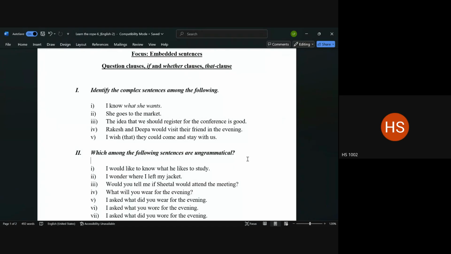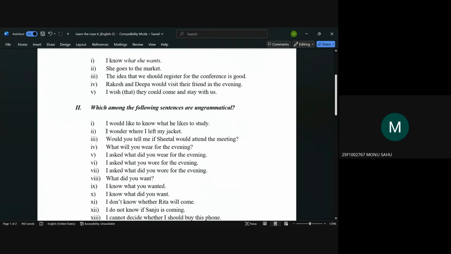Okay, clear? We'll move ahead with the next set of questions. In the fifth sentence, which is the dependent clause? They could come and stay with us, right? That's the dependent, the subordinate clause.